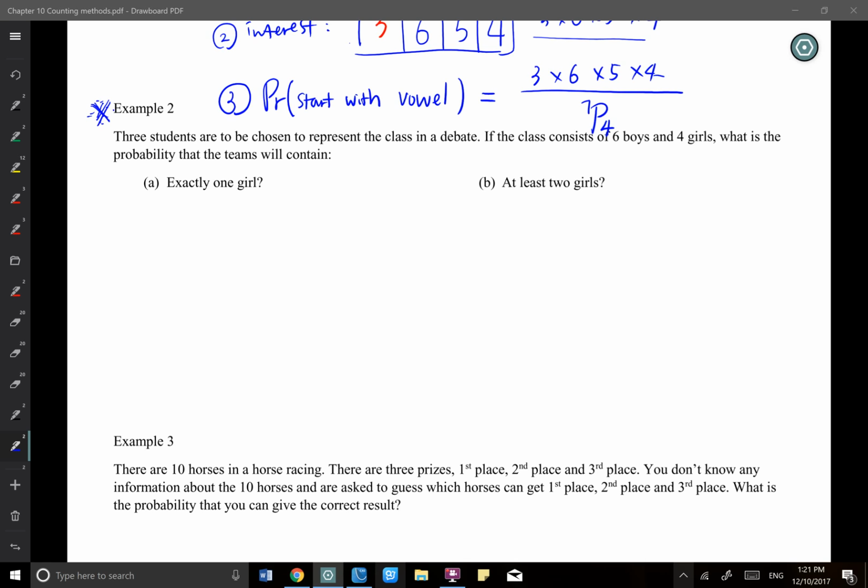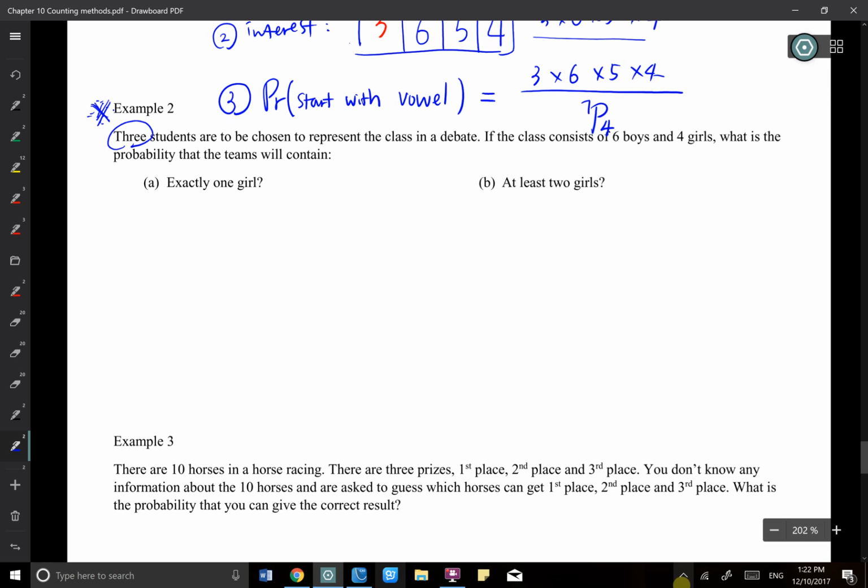I want 3 students. As I said, to do a debate, I'll select 3 students. You will think about whether the order is important or not. Well, the order is not important because it doesn't matter who gets selected first. It's like 3 of you go to the debate. So this is definitely a combination question because order is not important.